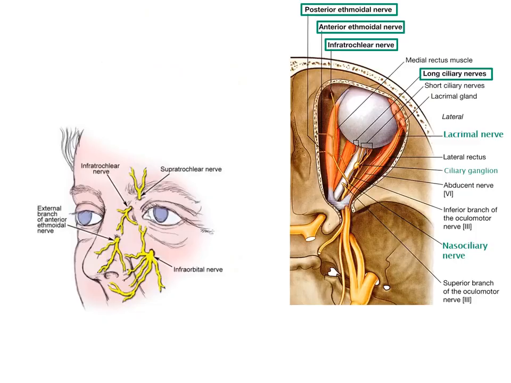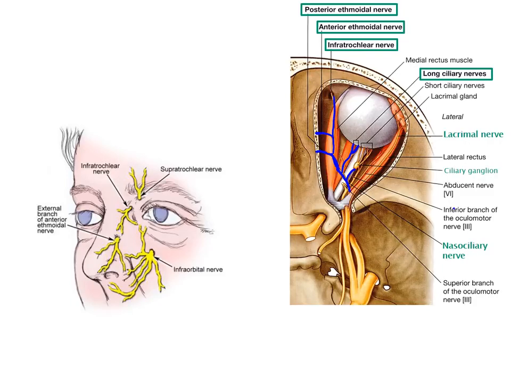The nasociliary nerve, shown here, enters the orbit through the common tendinous ring. Along its course, it gives off the long ciliary nerves which innervate the eyeball, and they carry sensory information from the eye and from the corneal blink reflex. Nasociliary nerve also gives off posterior ethmoidal nerve, which is a sensory nerve that comes from the sphenoid sinus and the posterior ethmoidal air cells.